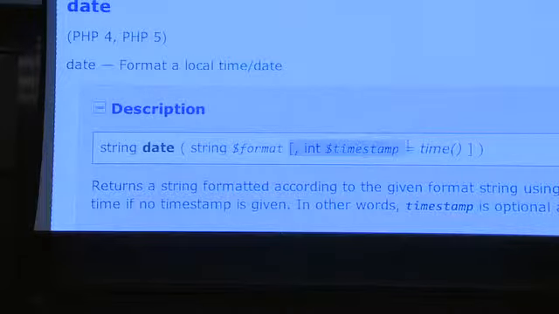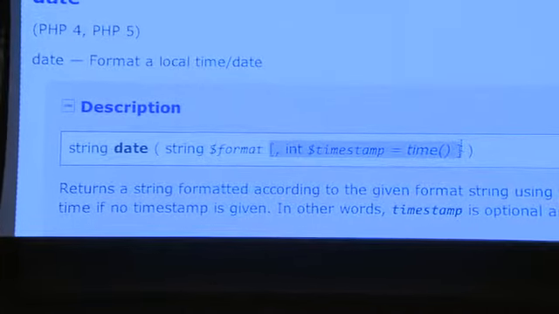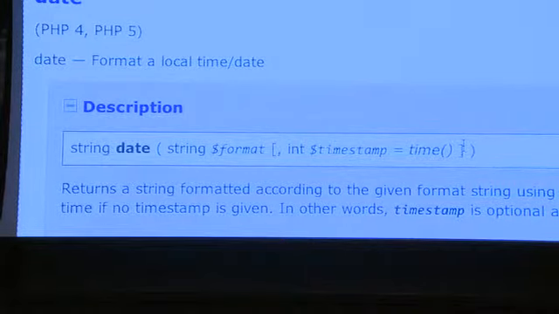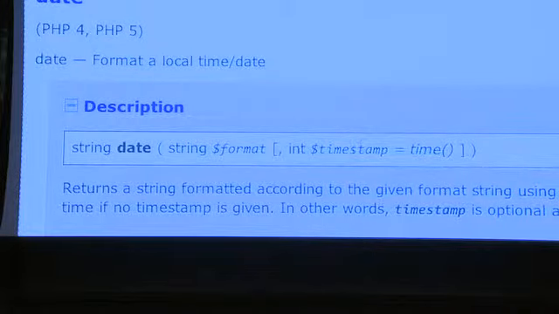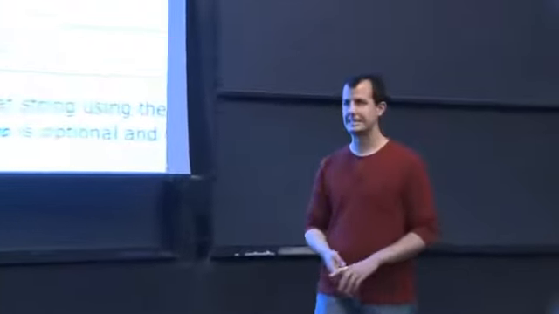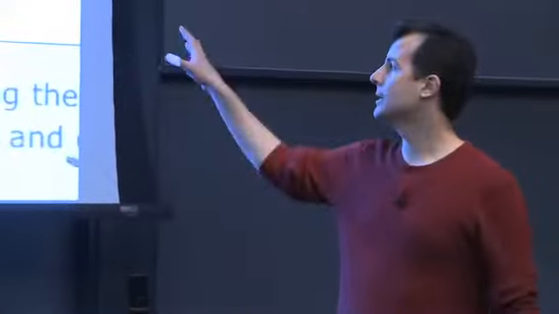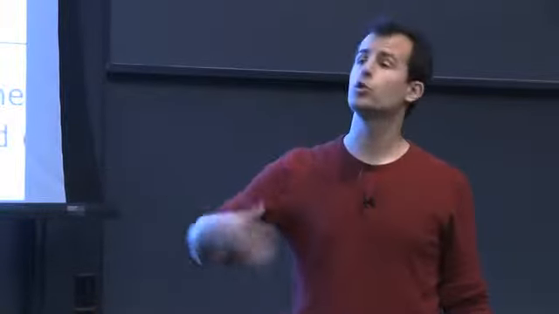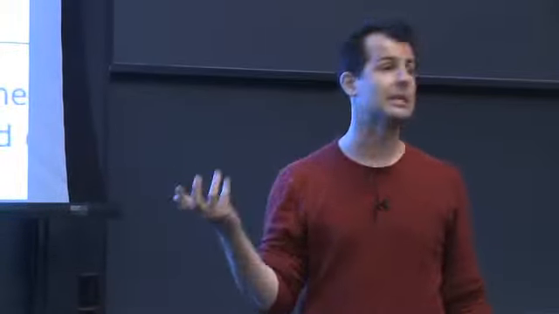Square brackets in documentation means it's optional, which means if you want to override the current date and time, you can pass in a numeric timestamp. For those unfamiliar, a timestamp in many programming languages is the number of seconds since January 1st, 1970, the so-called epoch, and then you can override the default behavior. Useful if you've stored timestamps in, like, a database and you want to display them in some human-friendly way after the fact. All right, this returns a string formatted according to the given format string.